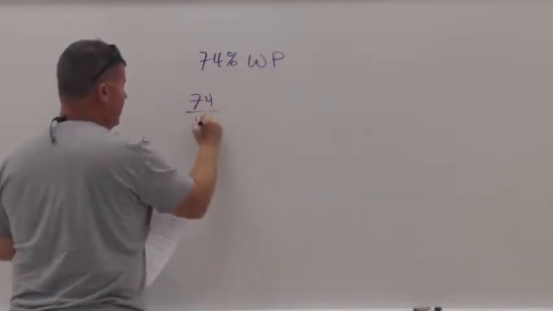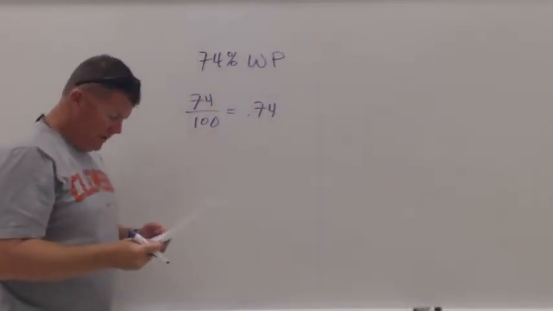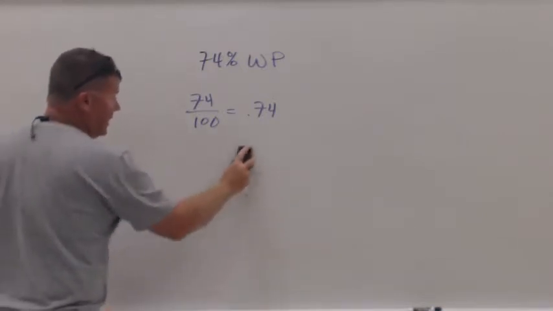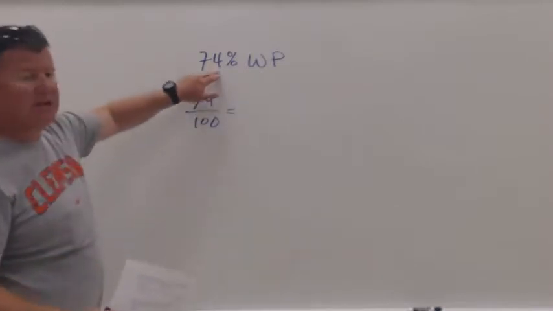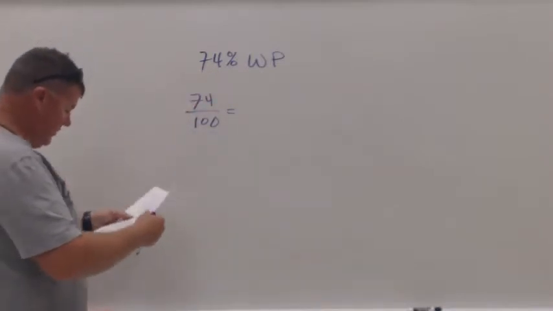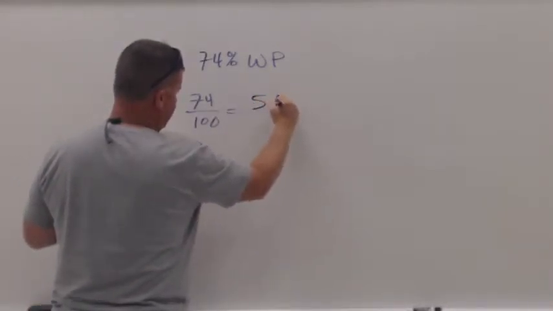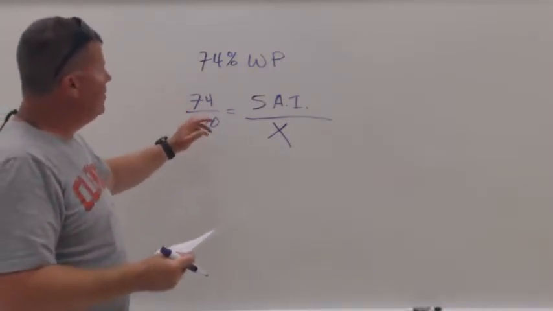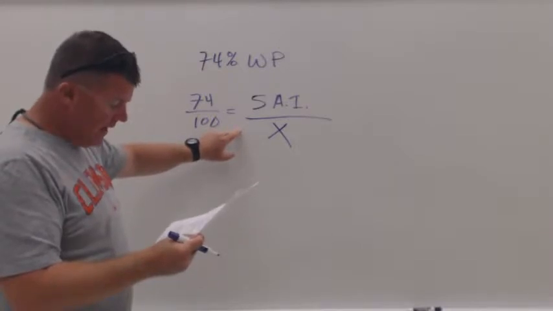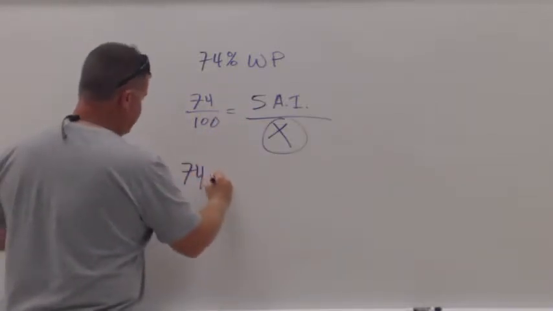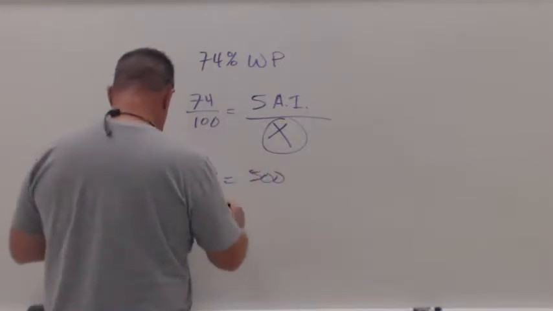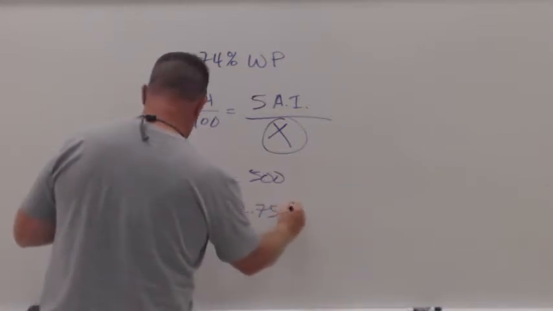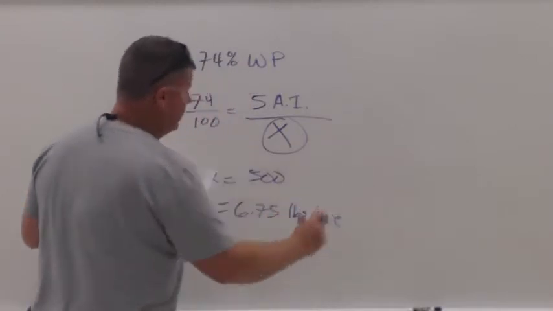Again, 74 over 100 equals 0.74. Well, it does equal that, but we have 74% wettable powder. I'm putting 74 over 100, and I know that I'm going to apply 5 pounds of active ingredient per acre. So I'm trying to find out how much per acre. So 74% wettable powder, and it has 5 pounds of active ingredients. So we do our cross multiplication: 74x equals 500, and it gives us 6.75 pounds per acre of the product.